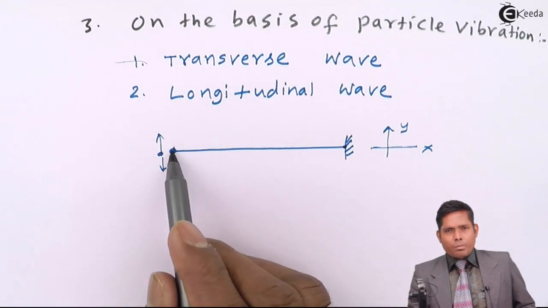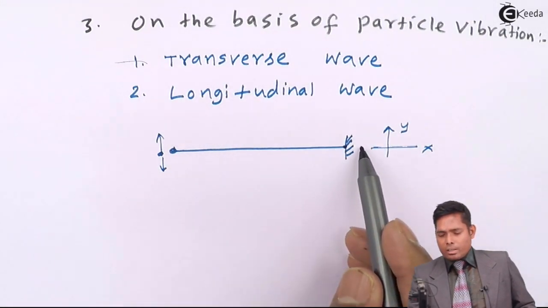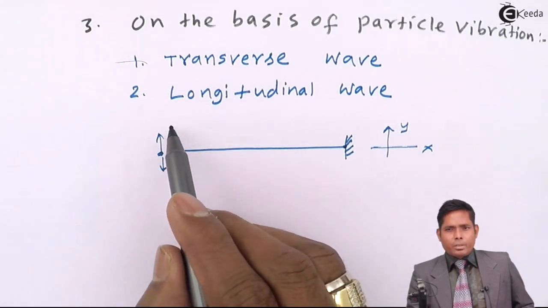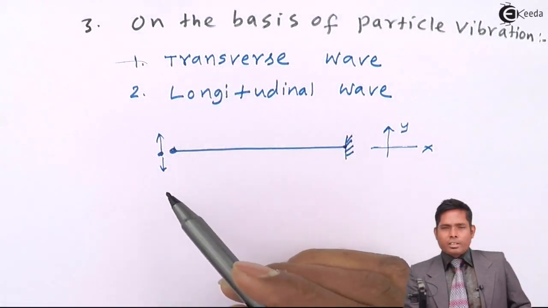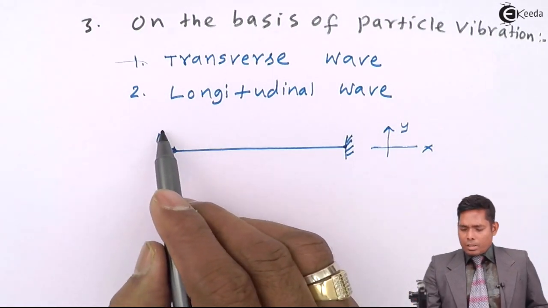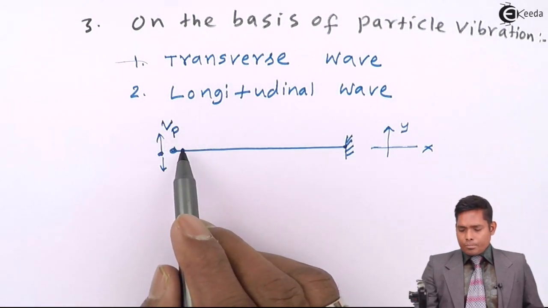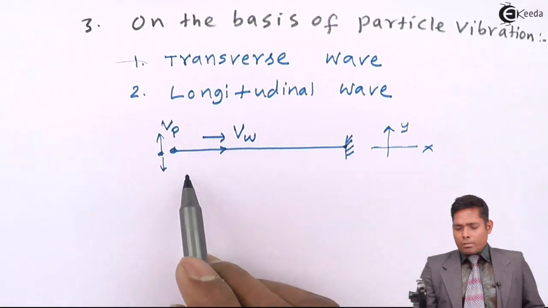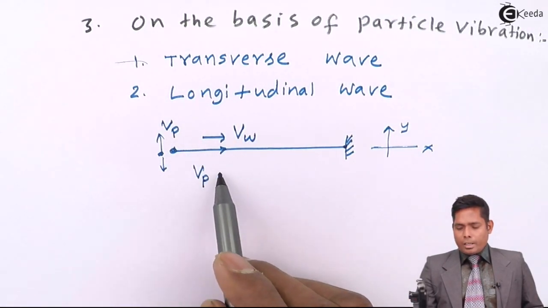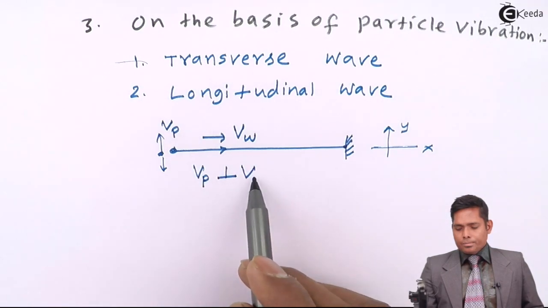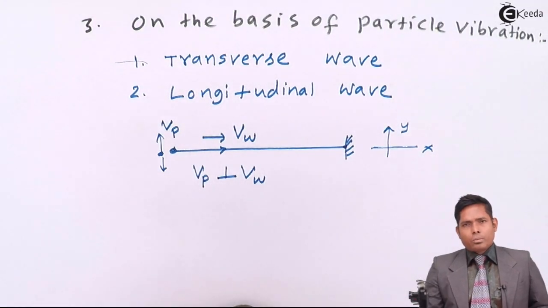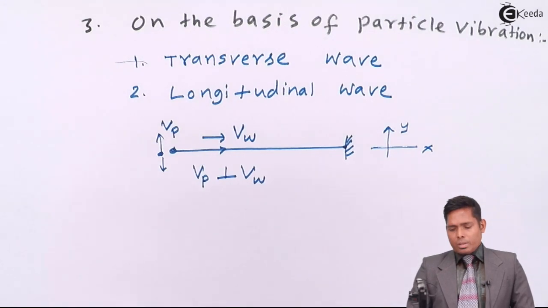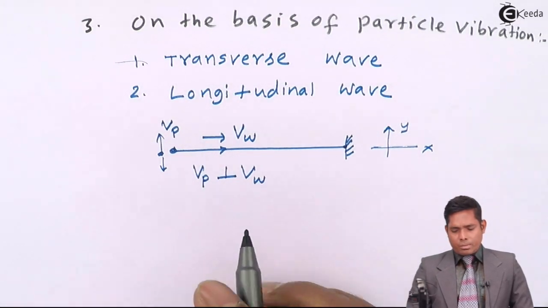That means when the wave moves along the x direction and the particles vibrate perpendicular to it, this type of wave is called a transverse wave. This is the direction of velocity of the particle, and this is the direction of velocity of the wave. When the velocity of the particle and the velocity of the wave are perpendicular, this type of wave motion is called transverse wave motion. In a string, the wave motion is transverse wave motion.